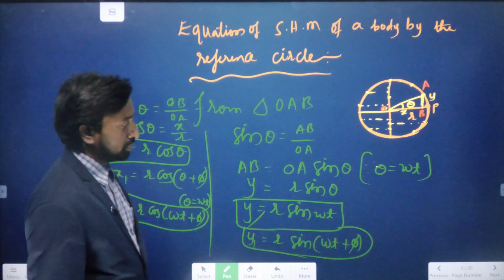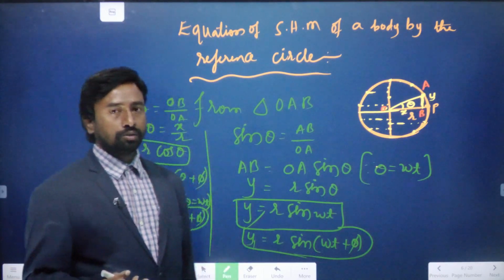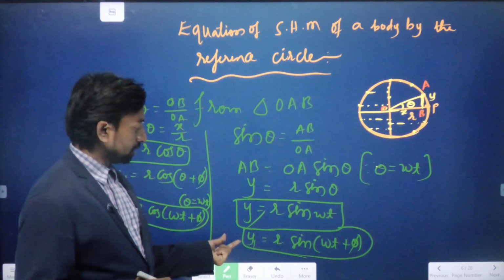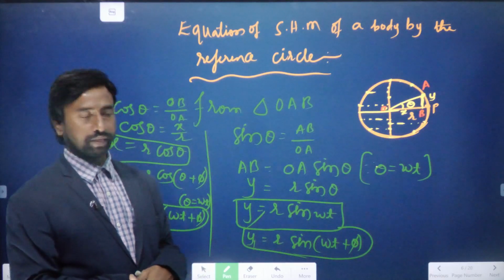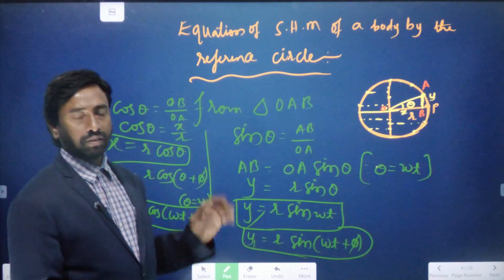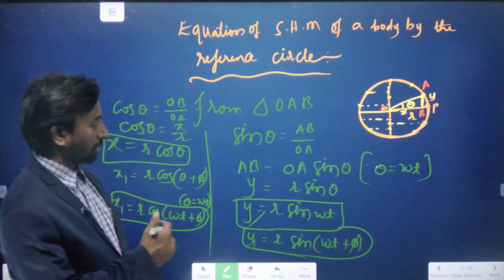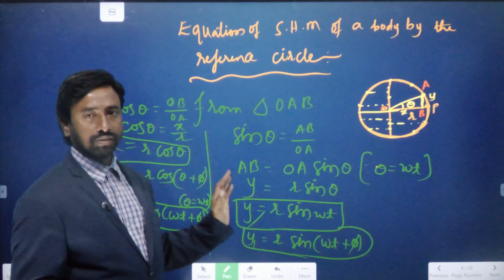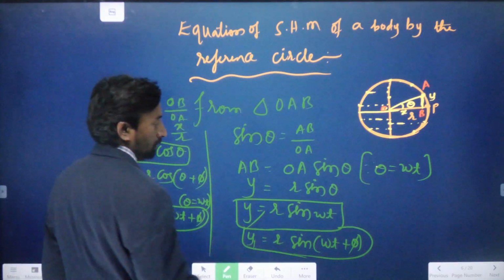So from this displacement equation, we are going to see what the wave equation is, the graphical representation of this equation. It is a sine function. How this sine function can be represented in the graph, that we are going to see. Afterwards, we are going to see the equation of the velocity of the simple harmonic motion.